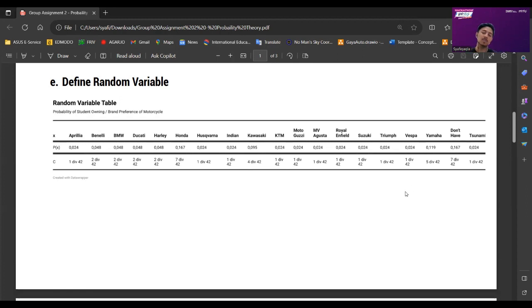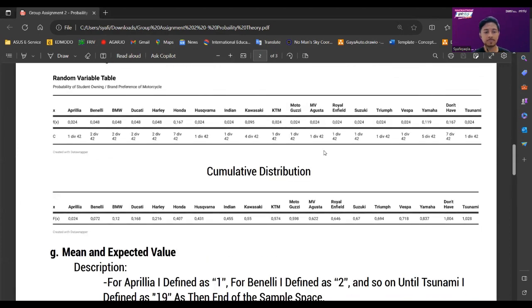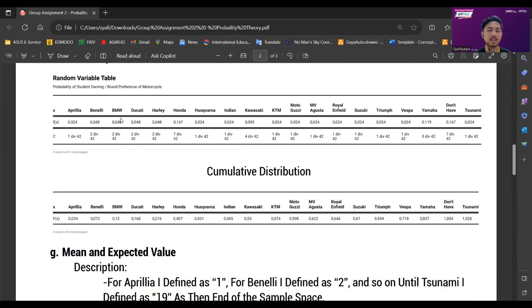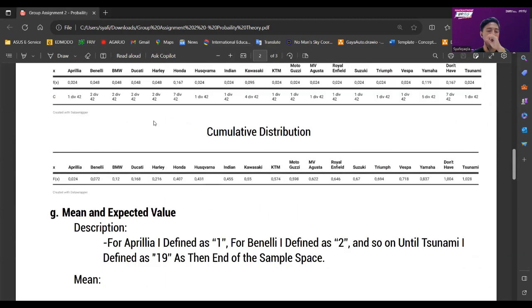And for that one, we just need to divide 1 by 42 and move to the probability function. For the probability function, it's the same, but we just need to change the effect because it's the function, not probability again. And then for the cumulative distribution, it means that you need to add the probabilities one by one until it's 1.